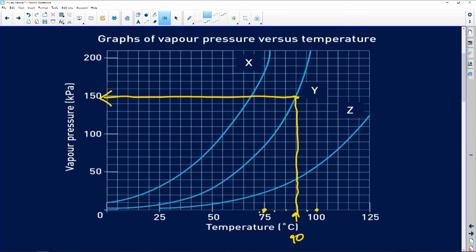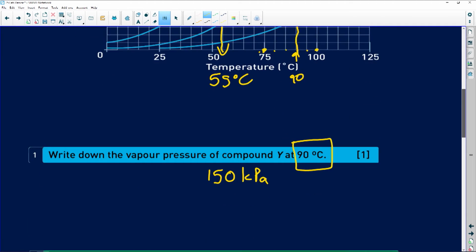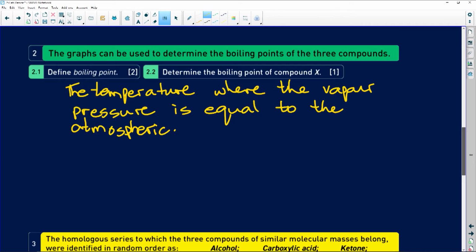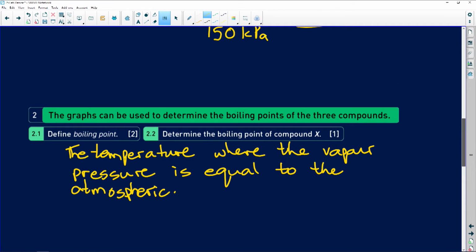Let us go have a look at our graph. So it's at 100 kilopascals. We're looking for graph X, so there's 100 kilopascals, there's graph X, and now we come all the way down, and that will be the temperature. If that's 50, that is going to be 55 degrees Celsius. So that will be the answer for that question. It's reading off the graph. So this was 2.1, and 2.2, determine the boiling point. It is going to be 55 degrees Celsius. Now please don't forget to use the unit.